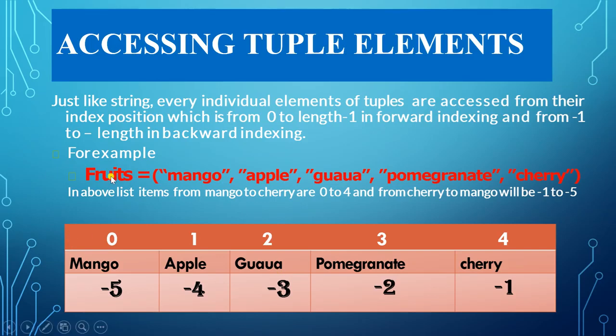For example, you have a variable fruits. In this, the tuple elements are mango, apple, guava, pomegranate and cherry. If you write the index as 0, 1, 2, 3, 4, it will give you the result in forward indexing. And when you write the value from the backward position, that is minus 1, minus 2, minus 3, minus 4, minus 5, this will give you the backward indexing. So this way you can access the tuple elements.